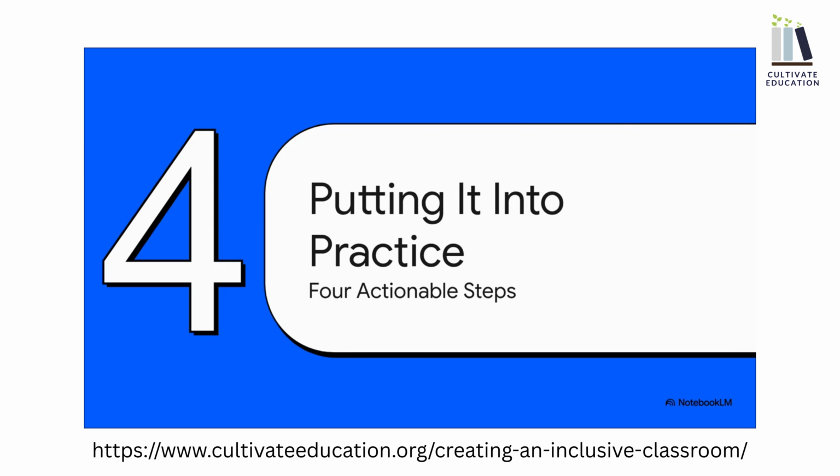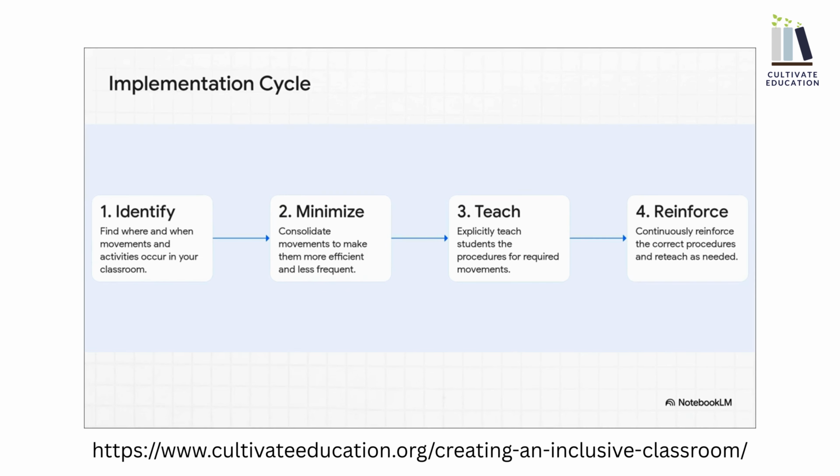All right, so you're probably thinking, this sounds great, but how do I actually do it? I get it. The good news is, it's not complicated. We can break it down into 4 really clear, actionable steps. First up, you've got to identify. Just watch your class for a day and notice all the times kids are moving around. Where are your biggest traffic jams? Second, you minimize and consolidate. Can 3 separate trips be turned into 1?